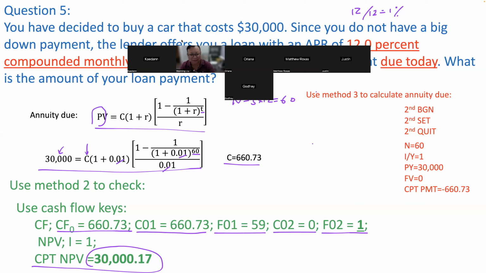Oh, okay. So I just set it up wrong. Yeah, now it's correct. If you skipped the first 3 steps here, what happened is you are actually calculating an ordinary annuity. So by default, the financial calculator believes that it's an ordinary annuity. Okay. Yeah.